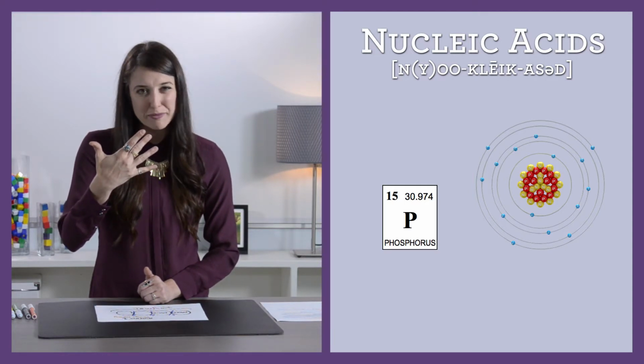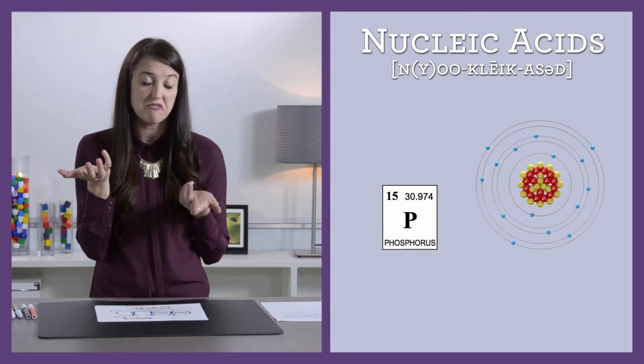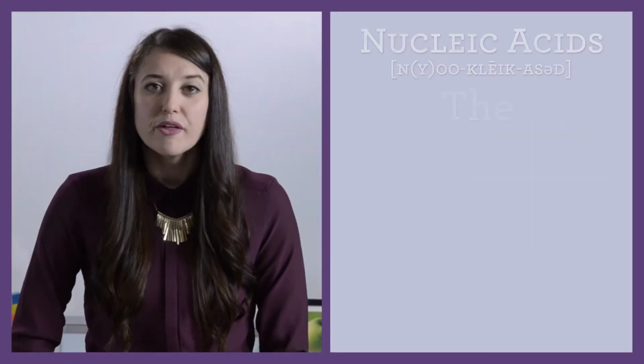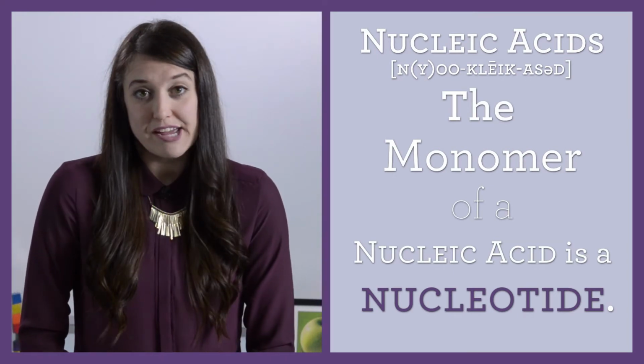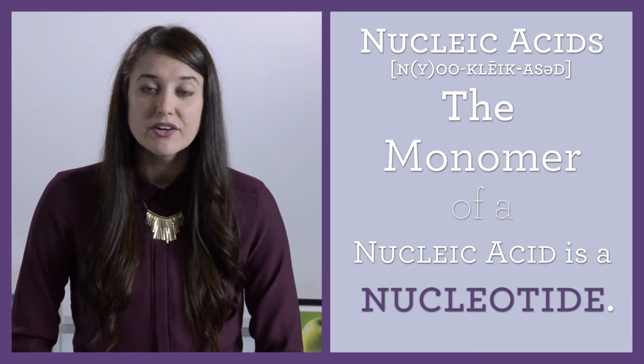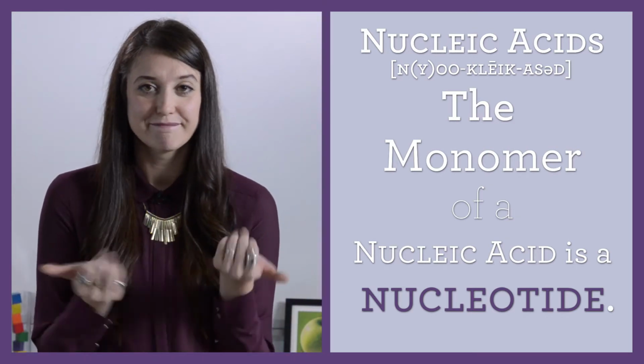You can kind of think about it because a P looks really similar to a D. I don't know if that helps, but it might. The monomer of a nucleic acid is called a nucleotide, which is great because it sounds like the word nucleus, which is the center of the cell, which contains the DNA.